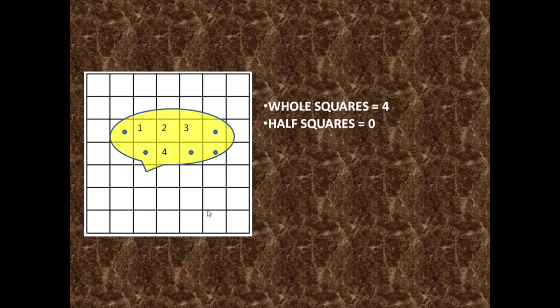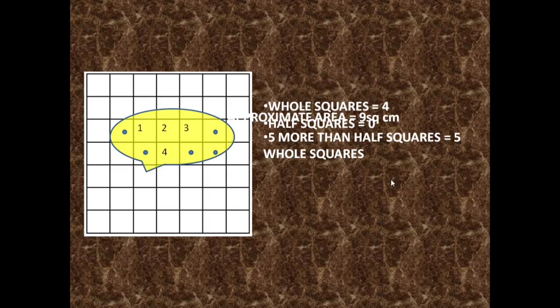So, how many more than half squares do we have? 5 more than half squares, each one of which would be counted as one whole square. So it would be equal to 5 whole squares, everybody. Now less than half squares are required to be ignored. So we'll not count here. So the approximate area of this shape will be equal to 4 plus 5, which is equal to 9. The area of this shape is approximately 9 square centimeter.